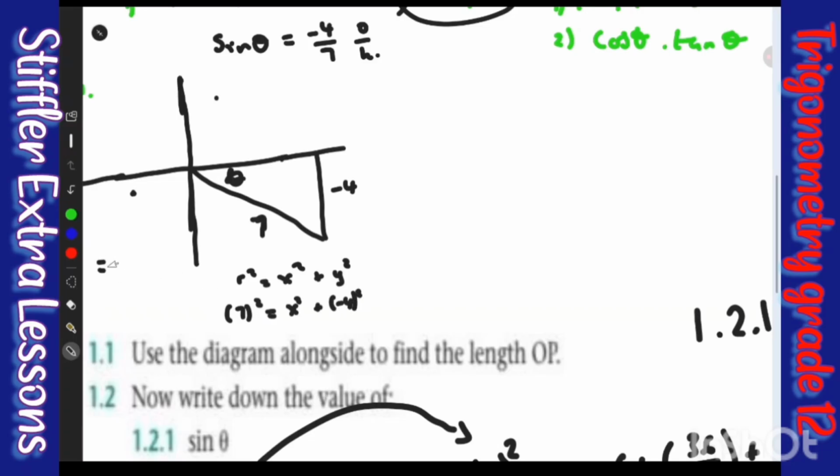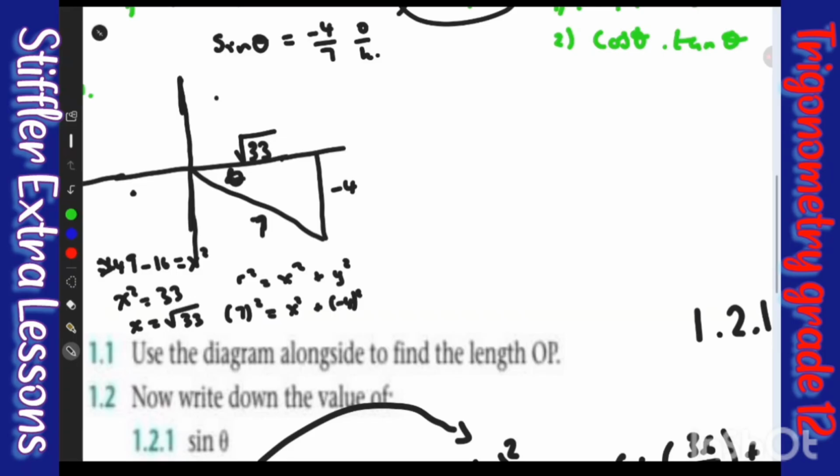So this gives us 49 minus 16 is equal to x squared. So what is 49 minus 16? That's 33, right? So x squared is equal to 33. So taking the square root, x becomes root of 33. So we can place it there, root of 33, just like that, right?